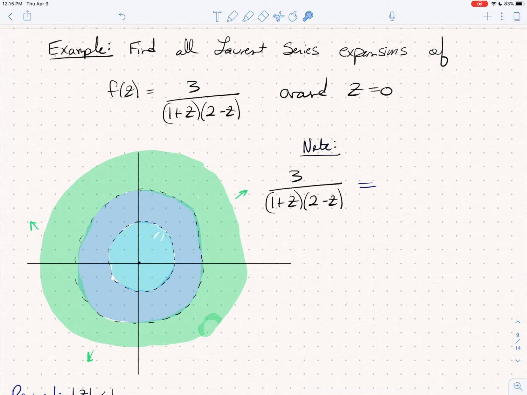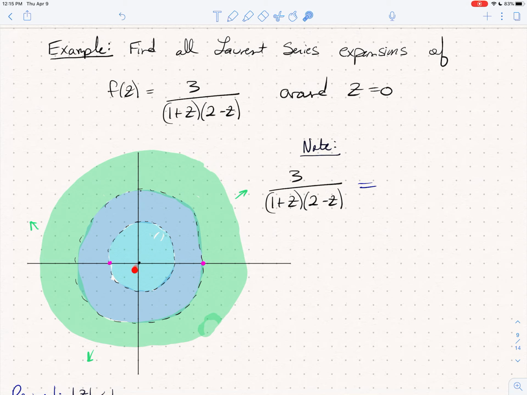So let's just think about it. I want to figure out, where is this function not analytic? This is a rational function, so I know that it fails to be analytic at 2 and at -1. And let's put those in pink. So here's a bad point at -1, and then here's a bad point at 2. And that's actually what's driving the circles, right?